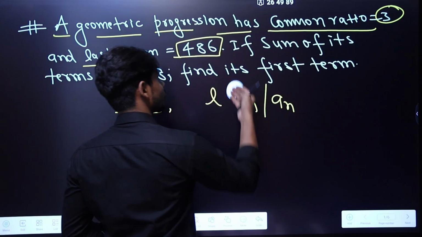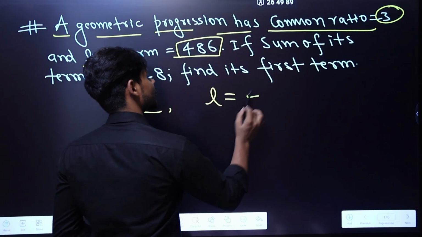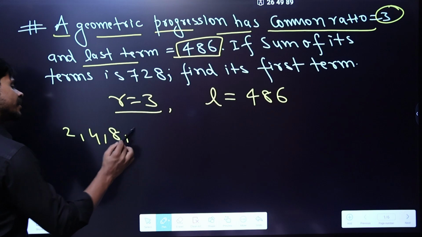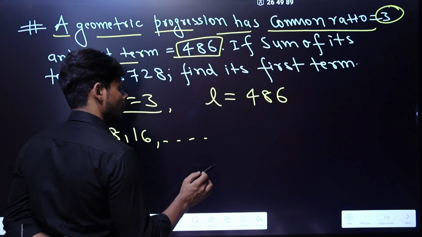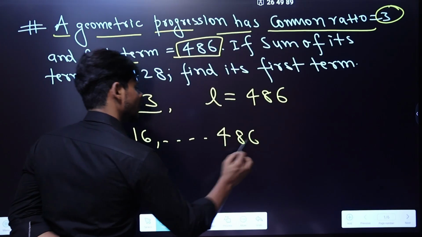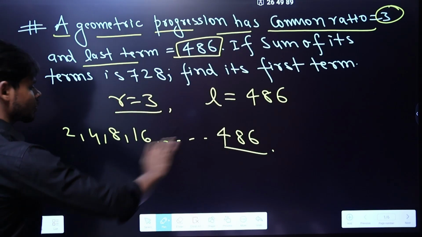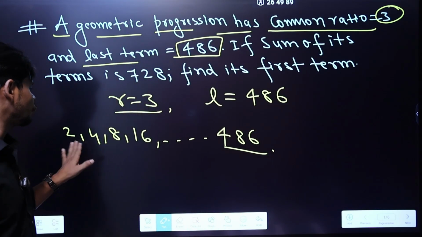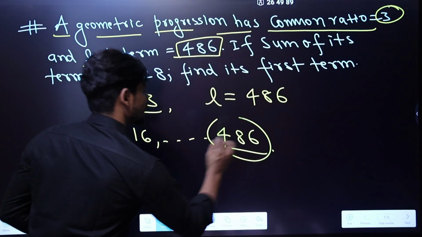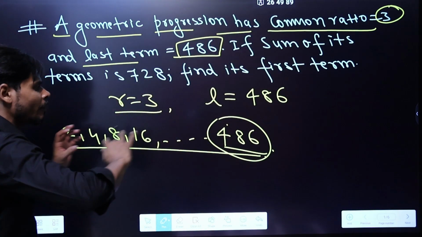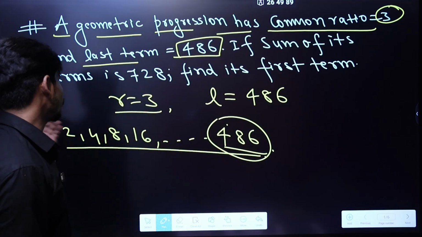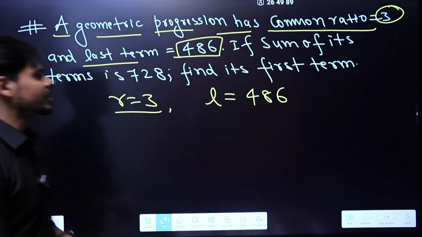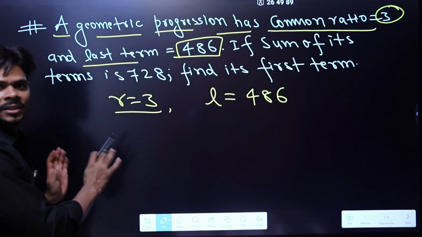So because it is the last term, let's represent it by L, and here L is given as 486. Let's say if we are given 2, 4, 8, 16, and similarly the last term is 486, like this. It means we don't know how many total terms there are in this GP. So first of all we will have to calculate n, right? I just took an example, so don't consider that 486 will be the last term of this GP.